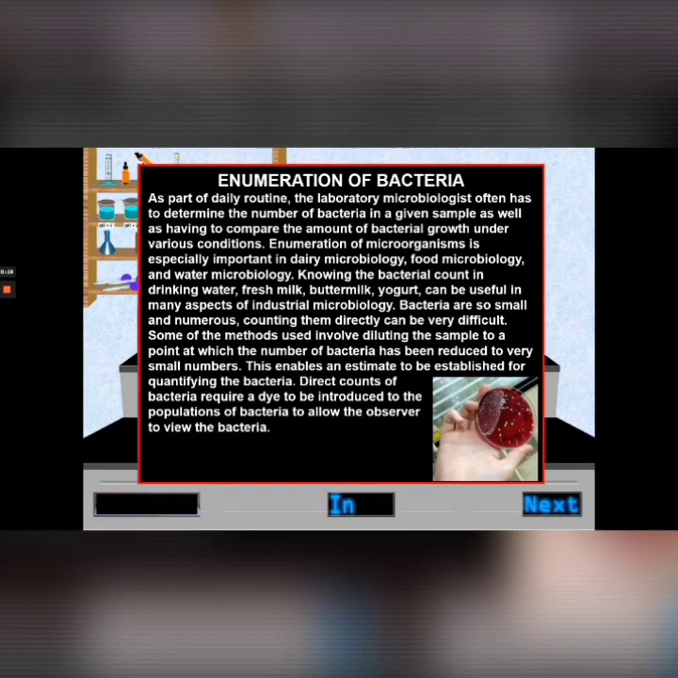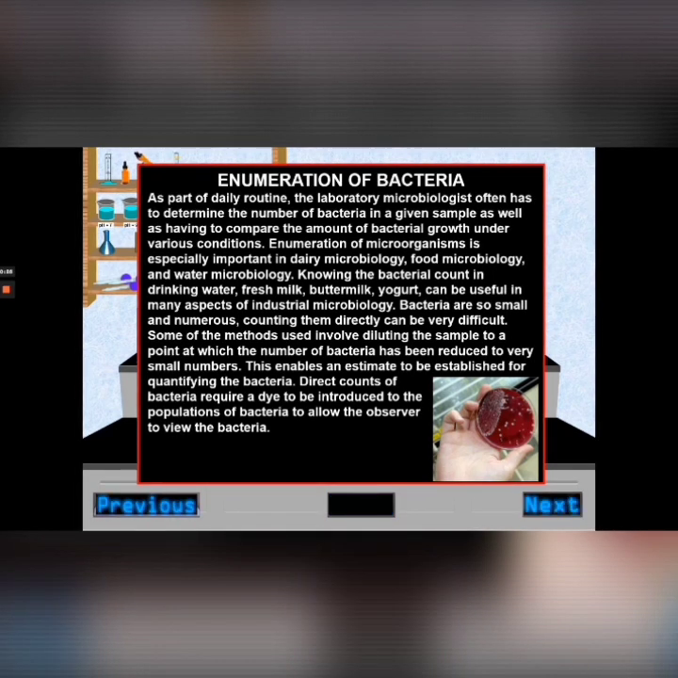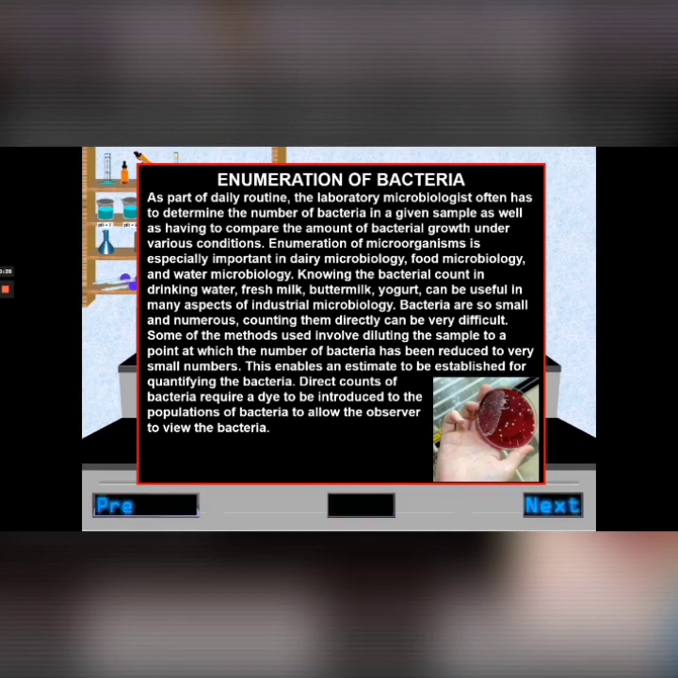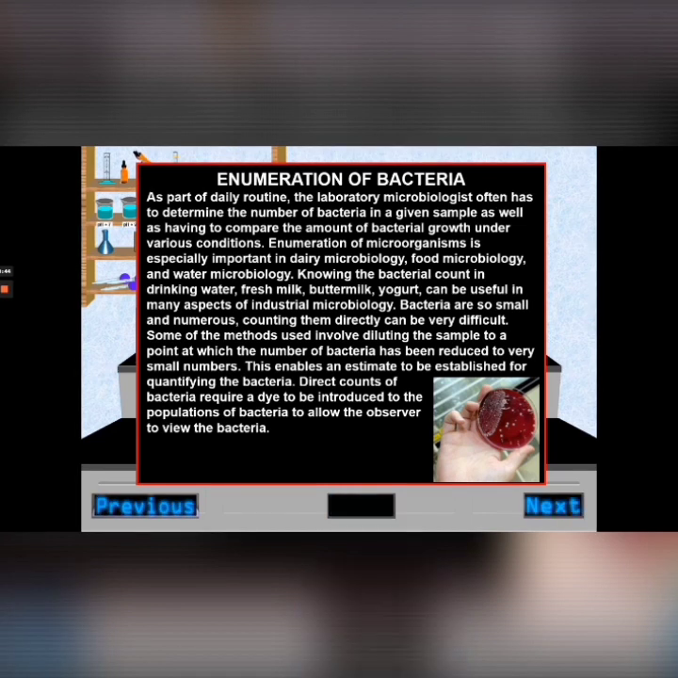Enumeration of bacteria. The laboratory microbiologist has often to determine the number of bacteria in a given sample as well as having to compare the amount of bacterial growth under various conditions. Enumerations of microorganisms is most important in microbiology, food microbiology, and water microbiology. Knowing the bacterial count in drinking water, fresh milk, butter, buttermilk, and so on can be useful in many aspects of industrial microbiology.